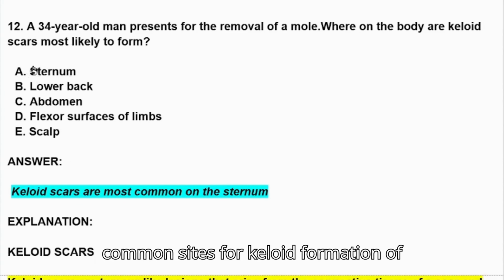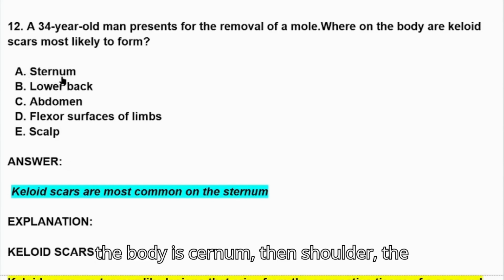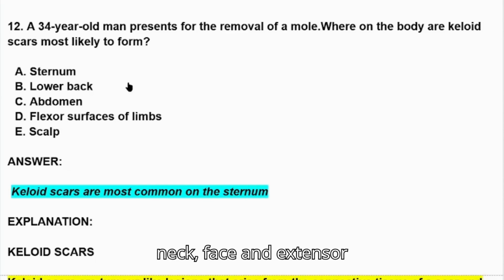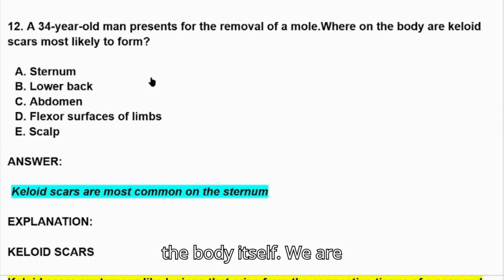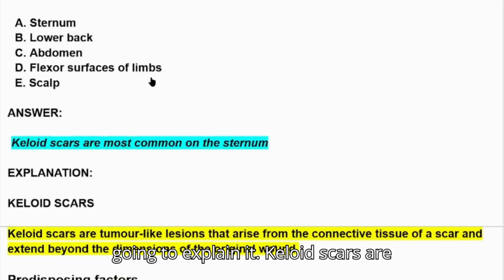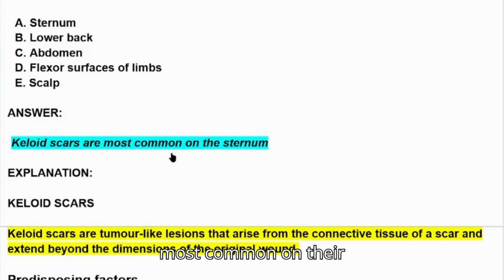The most common site for keloid formation is the sternum, then the shoulder, the neck, face, and extensor surfaces of the limbs, and then the trunk. Okay, we are going to explain it. Keloid scars are most common on the sternum.